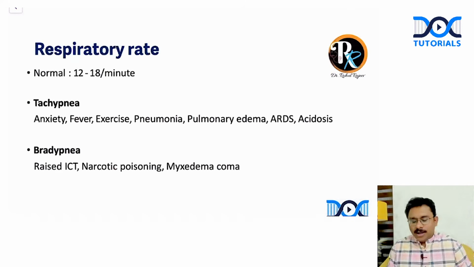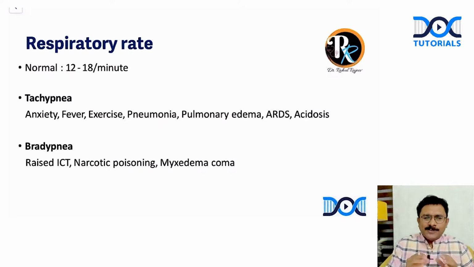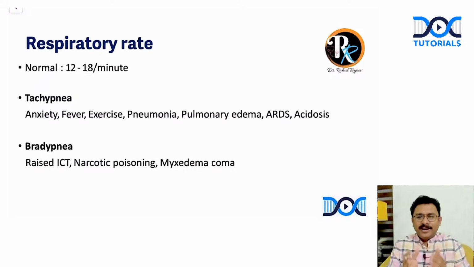Next, coming to the respiratory rate. Normal respiratory rate, between different textbooks, they do quote slightly differing ranges, but the standard respiratory textbooks quote between 12 to 18 per minute. Some books you can see 12 to 16, 14 to 18, but on an average 12 to 18.